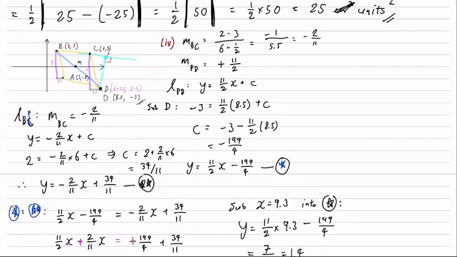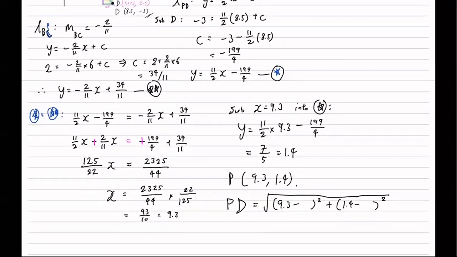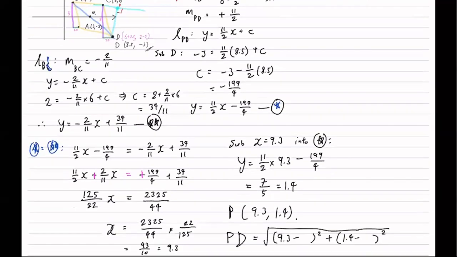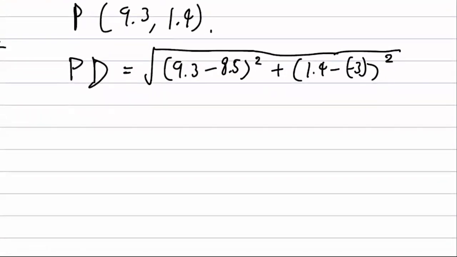PD. All right, so let's find length PD, square root of x minus x. So 9.3 minus something square plus 1.4 minus something square. I can't remember the coordinates of D. Let me check first. 8.5 comma negative 3. So minus away 8.5 here, minus away negative 3, which is plus 3. But it doesn't matter, just key in the calculator.